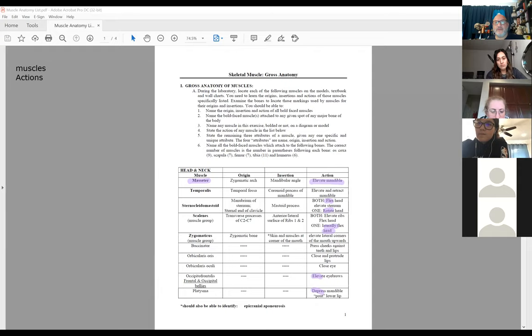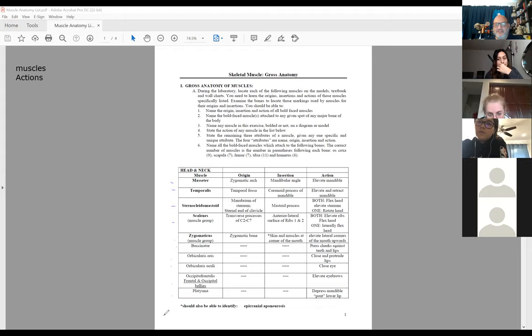So for every single muscle on your list, and again, if you think about it, you have over 600 muscles in your body. How many of the muscles of your head and neck are you responsible for? Well, gee, let's count. 1, 2, 3, 4, 5, 6, 7, 8, 9, 10. There you go. Do you think there's only 10 muscles in your head and neck? No, but these are the ones that you are responsible for.